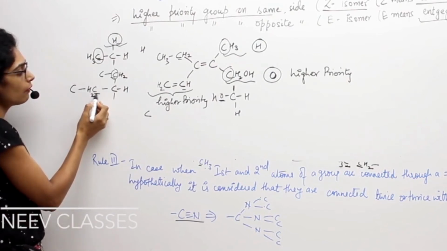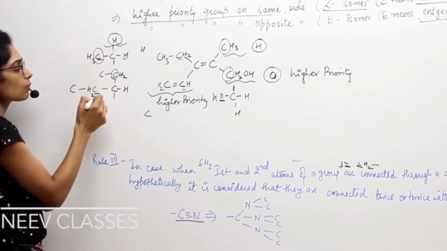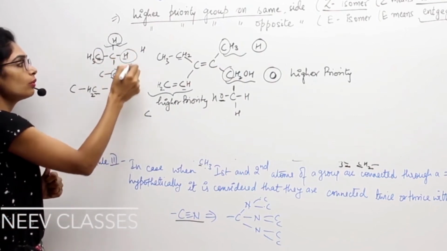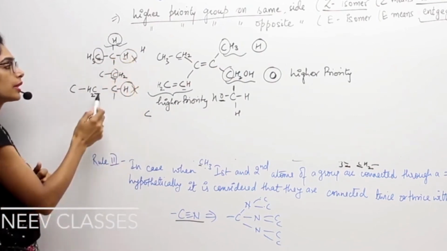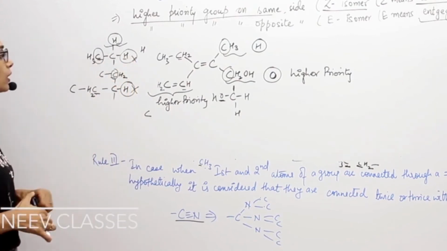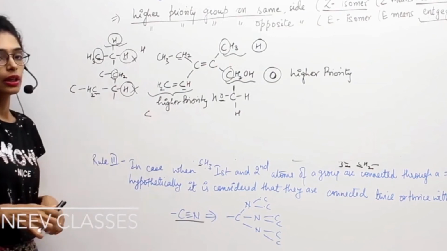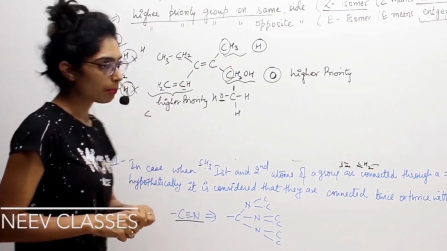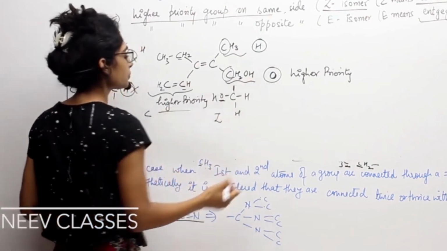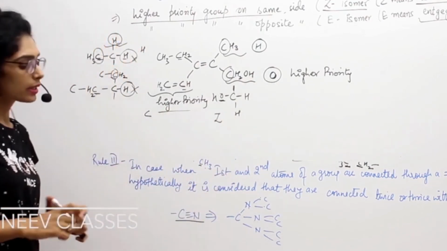So here again we have carbon. So we are comparing carbon and hydrogen now. The third point of attachment would again be hydrogen, but we wouldn't even reach till here, because the second attachment itself is giving you the difference, and that will decide what is the higher priority group. Now let me just take one more example. So basically here 2 higher priority groups are on the same side. So this is Z.